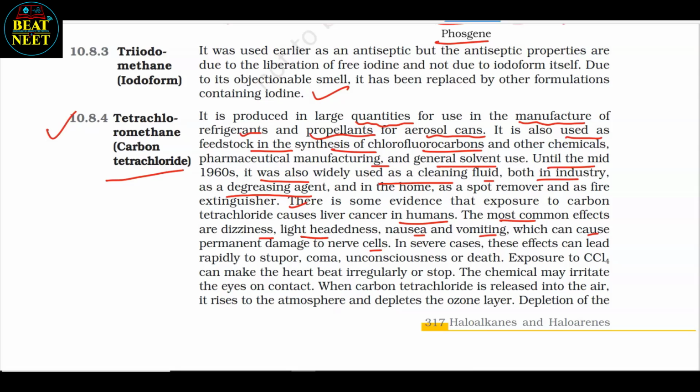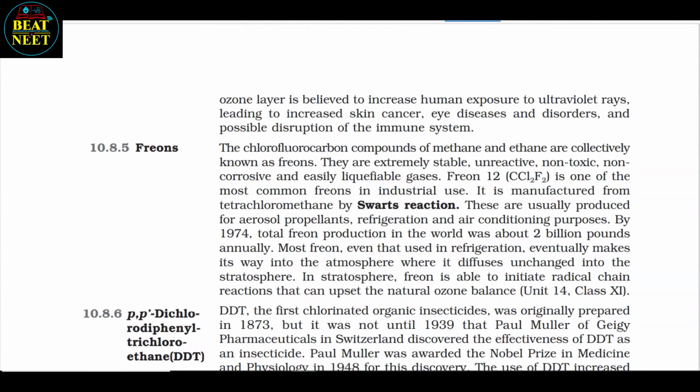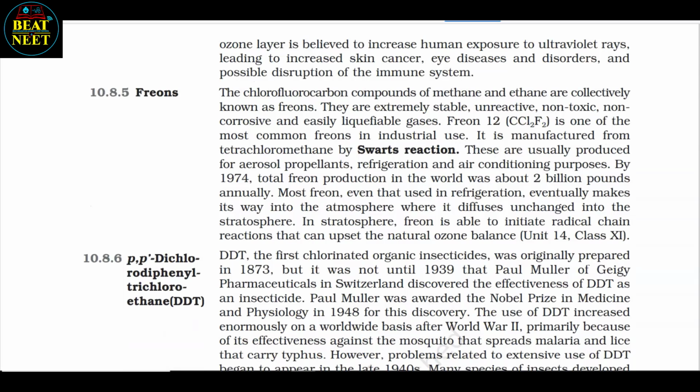When carbon tetrachloride is released into the air, it rises to the atmosphere and depletes the ozone layer. Depletion of the ozone layer is believed to increase human exposure to ultraviolet rays, leading to increased skin cancer, eye diseases and disorders, and possible disruption of the immune system.